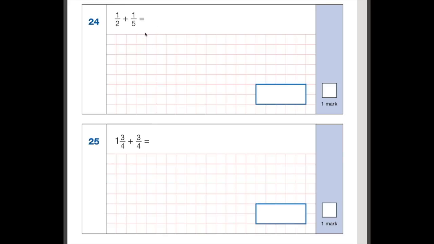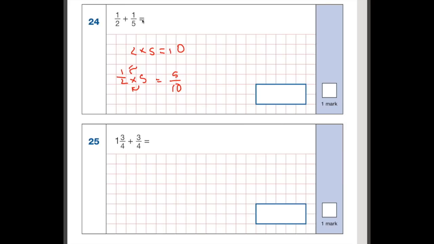So what we could do is look at the denominator and say, well, what number could I create that's in the 2 times table and is also in the 5 times table? And a quick way of doing that is just to multiply them together. 2 times 5 equals 10. So why don't I convert both of these into tenths? So in order to create tenths with the half, we need to multiply the whole fraction by 5. So 1/2 times by 5, top and bottom, is 5 tenths.